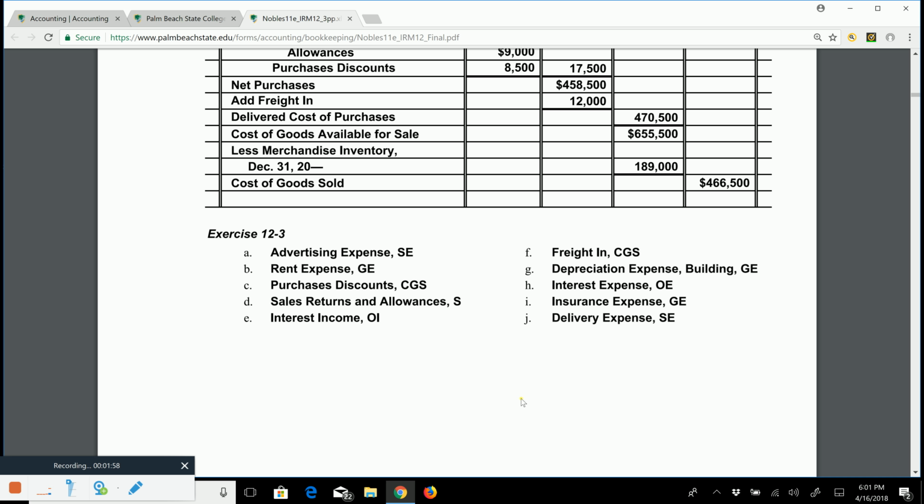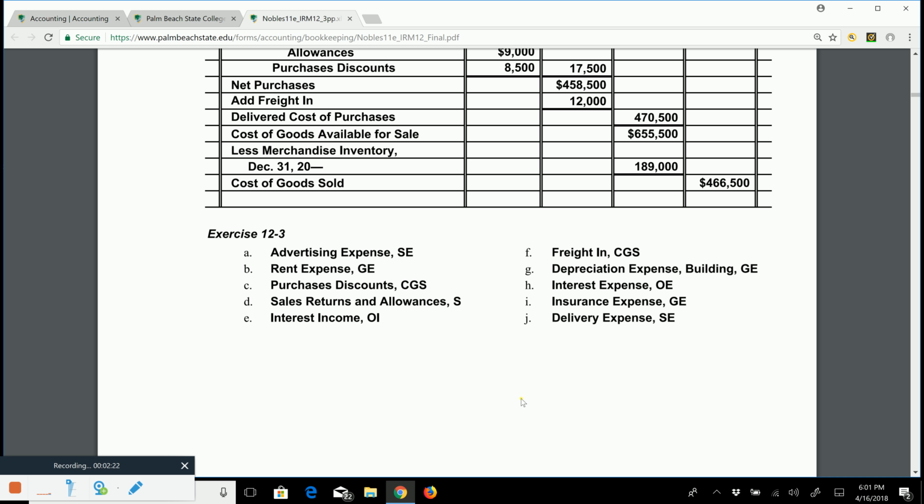So this particular exercise is giving you different accounts, and we need to decide where it would actually be recorded in the different classifications on the income statement. The first item is advertising expense. That is typically a selling expense. Rent expense is next on your list. That is considered a general expense.